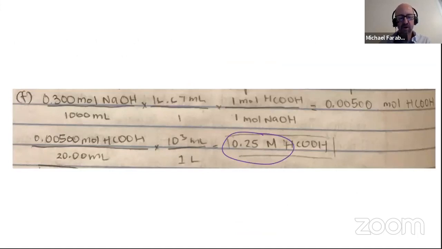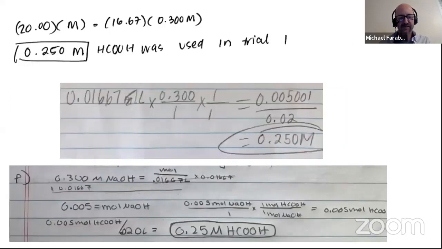Okay, here are some more correct answers. M times V equals M times V, 0.25. These all look good. All right.